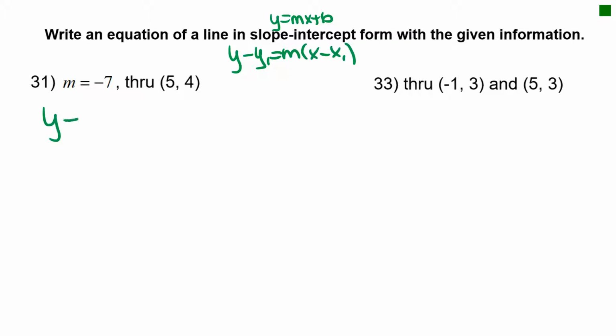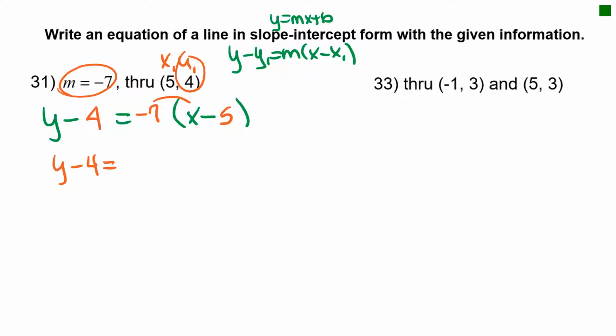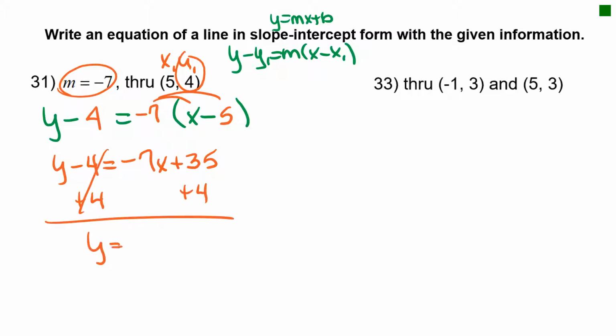So I'm going to write y minus equals parentheses x minus, and I'm going to fill in my numbers. There's x1, y1. So it's y minus 4, because that's y1. Slope, -7. X is 5. So now I have y minus 4. We're going to distribute. -7x plus 35, and we have to get the y alone. So y is going to equal -7x plus 39. I hope we're not graphing that, because 39 y-intercept, woo, doggy, that's high up there.